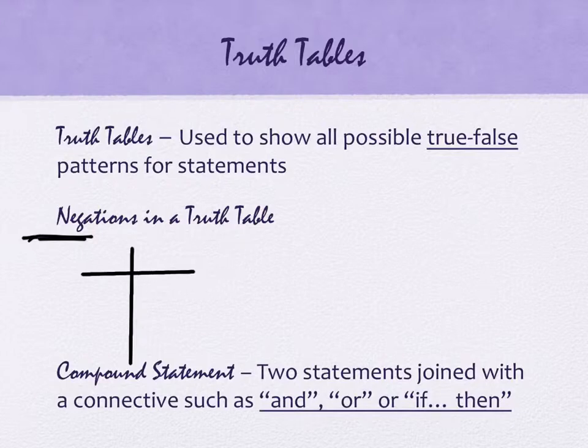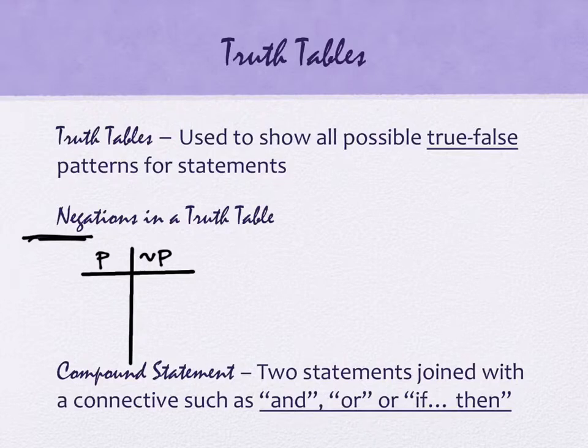All right, so what we're going to do is we're going to call one column header P. P is our statement. It's the all dogs go to heaven, or it's the some of my classes are hard. It represents some statement. And my second column is going to represent the negation of P. Tilde P.